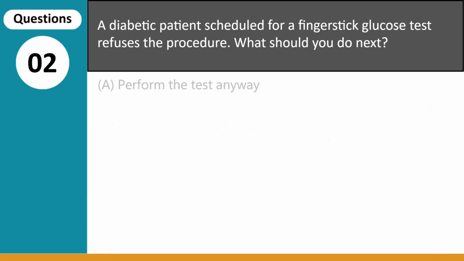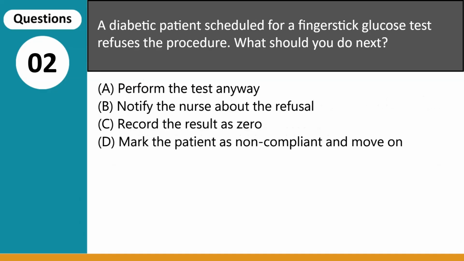A diabetic patient scheduled for a fingerstick glucose test refuses the procedure. What should you do next? A. Perform the test anyway. B. Notify the nurse about the refusal. C. Record the result as 0. D. Mark the patient as non-compliant and move on.